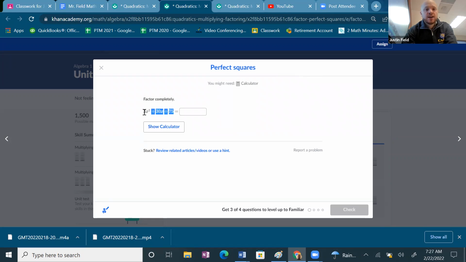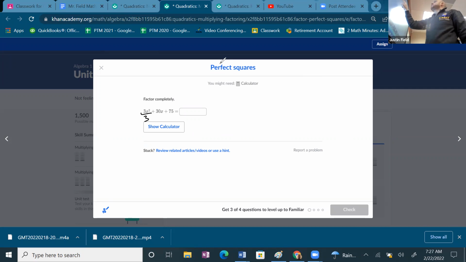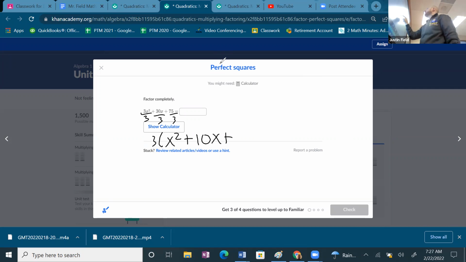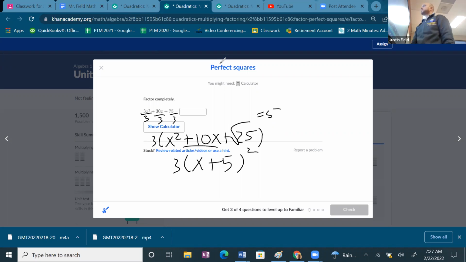And then here, it's the same assignment, but guess what? Rule number 1 of factoring, find the GCF before you do anything else. And then the GCF goes in front. So I know the GCF is 3, so I'm going to rewrite that. x squared plus 10x plus 25. So now I know that the square root of 25 is 5. Looking at the sign of the B term, it's going to be positive. So this is 3 times x plus 5 squared.